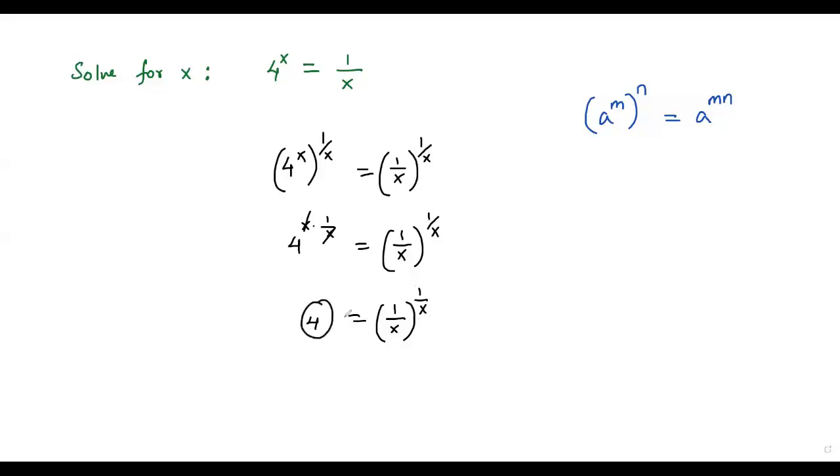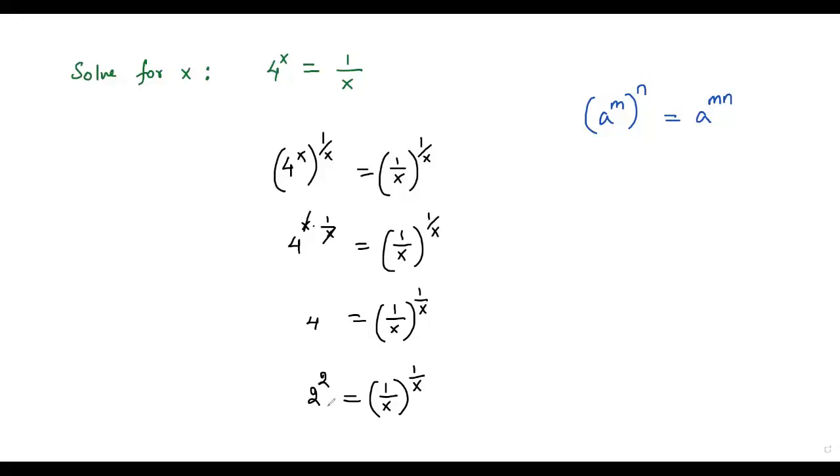So can I write this 4 in this pattern? That is, we have to write 4 as a power where the base and the exponent are the same, as we have over here. Since 4 is a power of 2, we can write 4 as 2 to the second power equals 1 over x to the power 1 over x. In whatever pattern we have the right side, in the same pattern we have the left side. Here the base is 1 over x and the exponent is 1 over x. Here also the base is 2 and the exponent is also 2. So base and exponent are the same, and on both sides we have the same pattern.